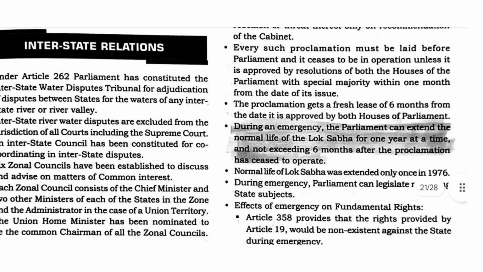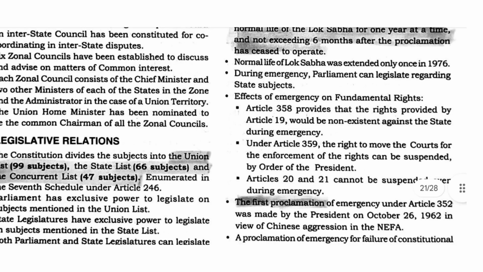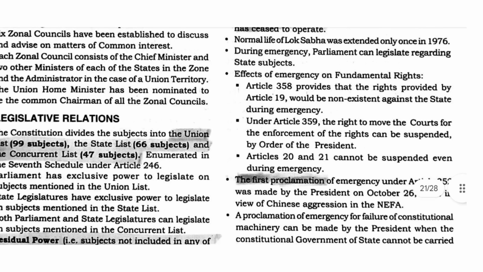The proclamation gets a fresh lease of 6 months from the date it is approved by both houses of Parliament. During an emergency, the Parliament can extend the normal life of the Lok Sabha for 1 year at a time, not exceeding 6 months after the proclamation has ceased to operate. The normal life of the Lok Sabha was extended only once, in 1976. During emergency, Parliament can legislate regarding state subjects, effects of emergency and fundamental rights.